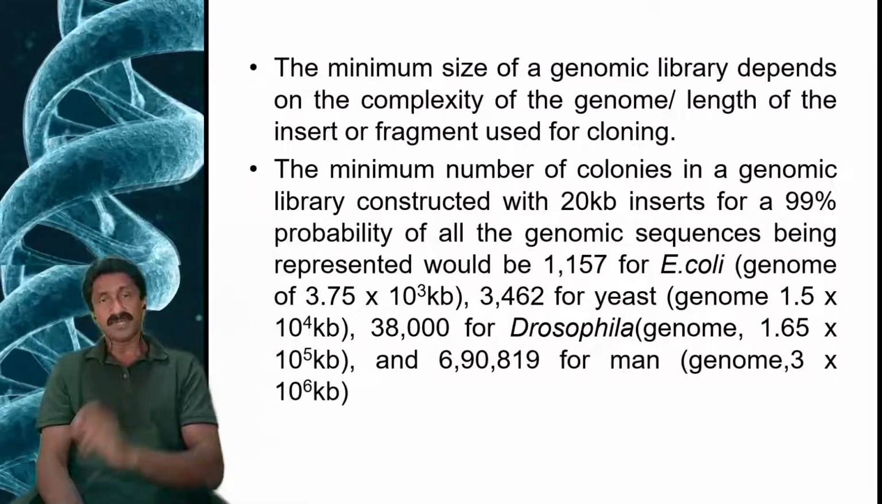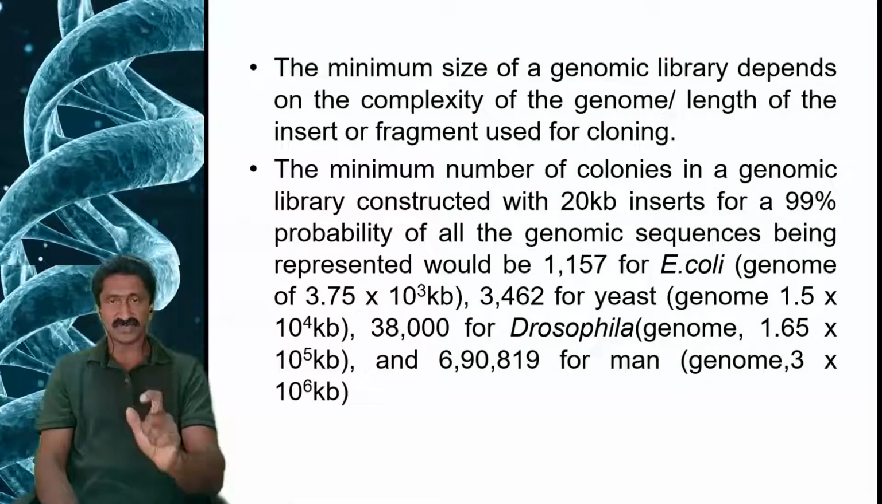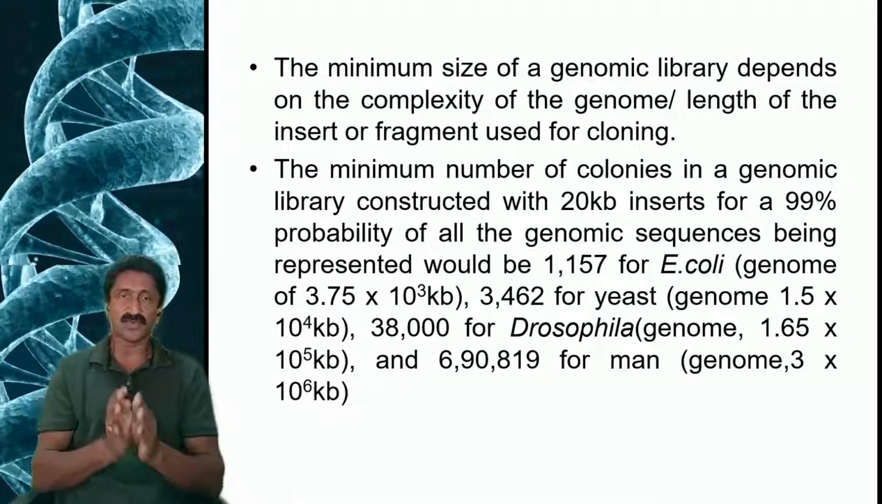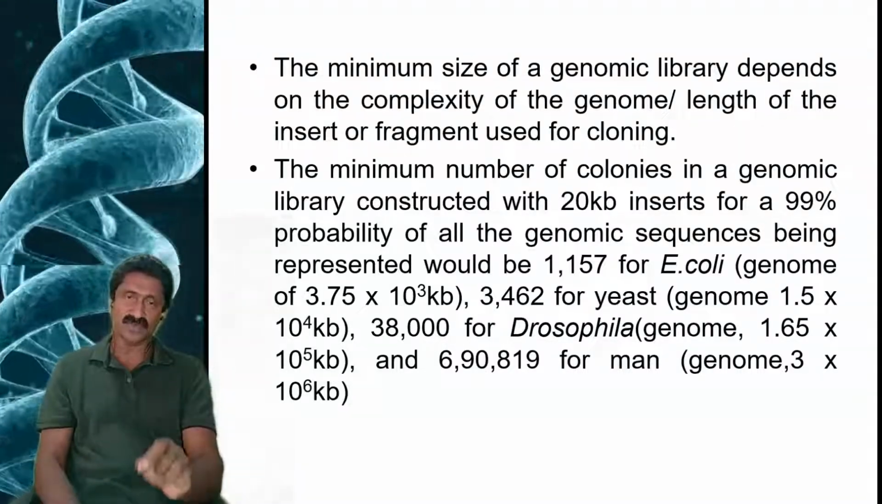Now, the minimum number of colonies in the genomic DNA library constructed with 20 kb inserts for a 99% probability of all the genome sequences being represented would be 1,157 for E.